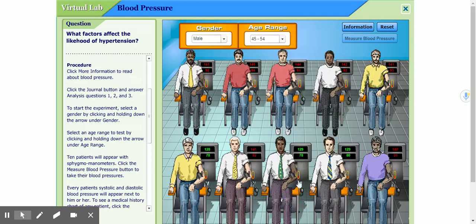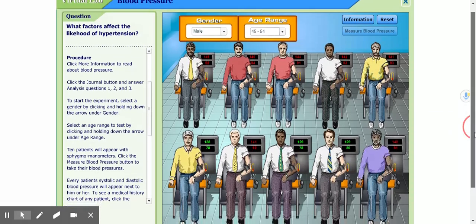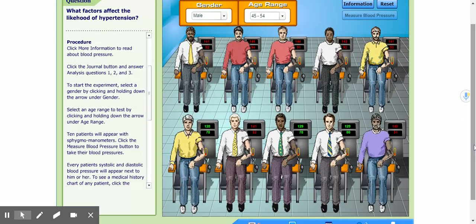Okay, there you go. That is all I'm going to show you on this virtual program. You can see what it is that we do on this program, and you will be seeing a data table as part of your lab, and you will be analyzing the results of that data table.